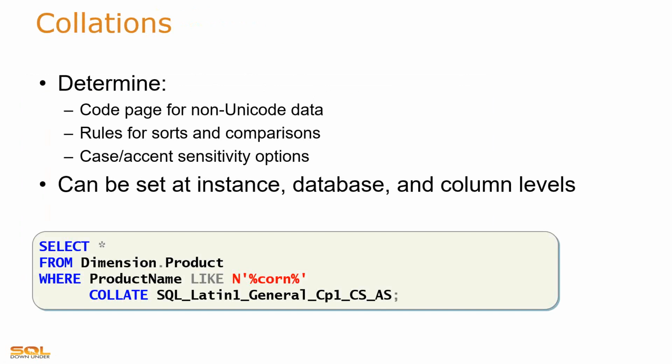The other thing they do is they determine the code page that is going to be used if it's not Unicode data. So we said before, code page was the set of values for the upper half of the byte. Now, if you look at the example down below, I've got select from some product where the product name is like %corn, but I can also specify the collation to be used for that comparison. And in this case, I've said SQL Latin 1 General, CP1, CSAS.